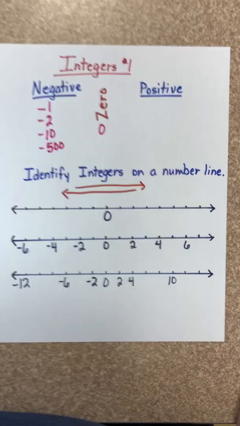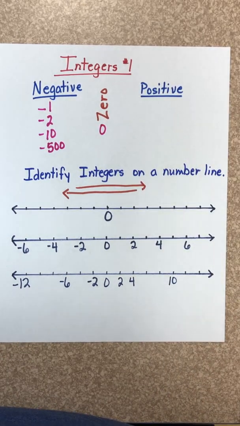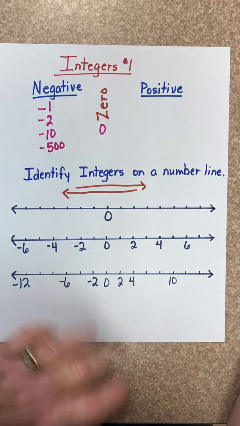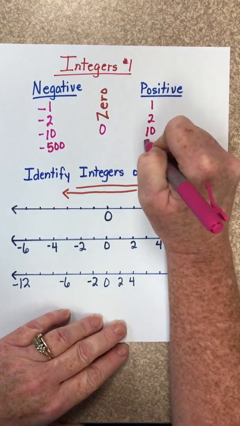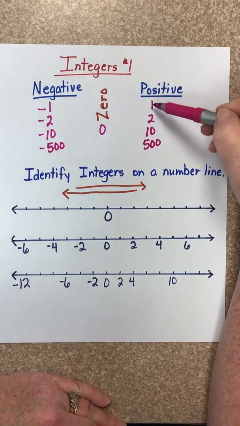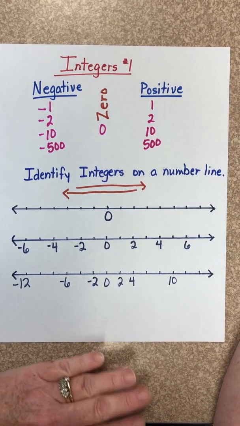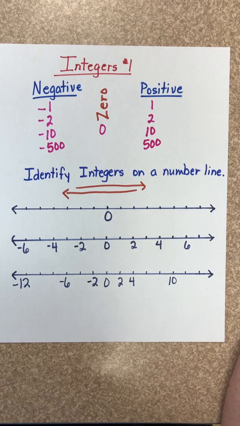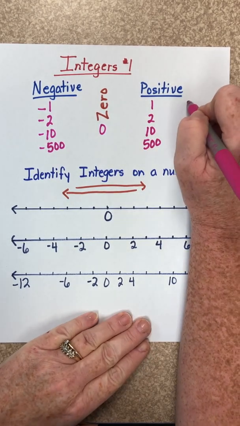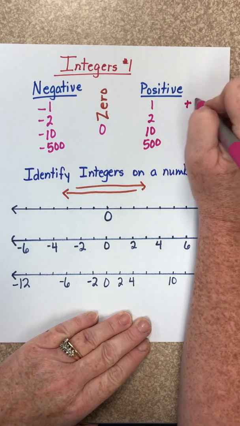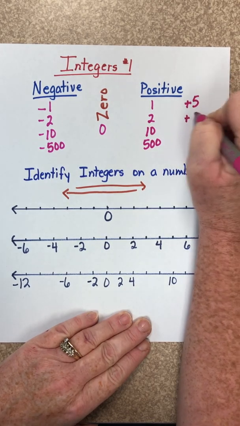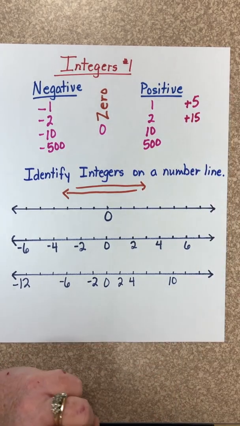0 isn't negative and 0 isn't positive. It's neutral. It's neither negative or positive. Now, positive numbers can be like 1, 2, 10, and 500, where you don't see the plus sign in front. But sometimes, like I showed you in the prior examples, we do need a positive number marked with a plus sign in front. And those are just a couple examples.